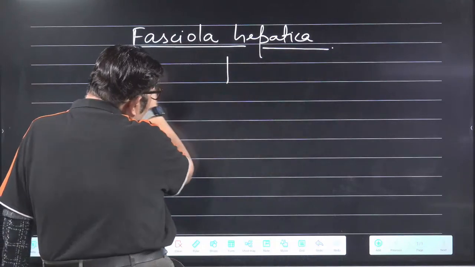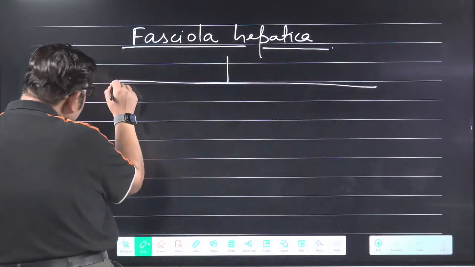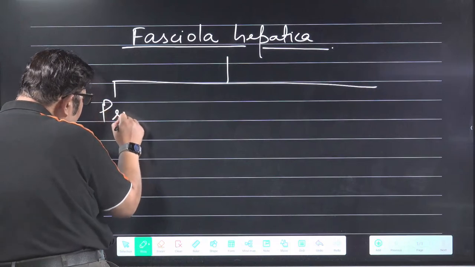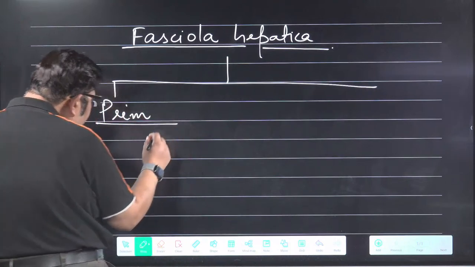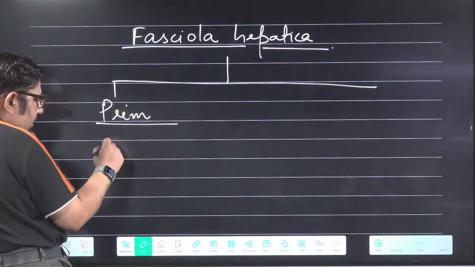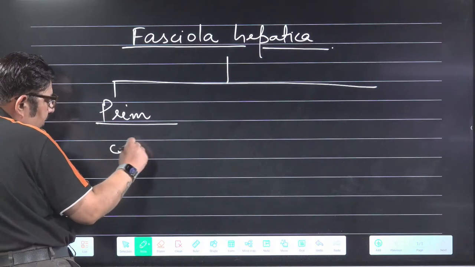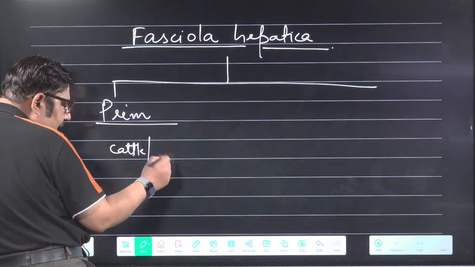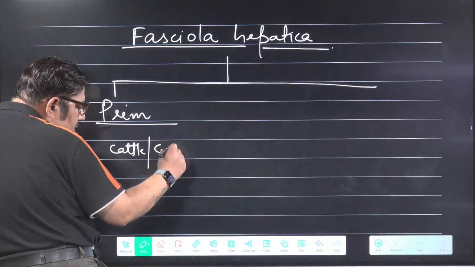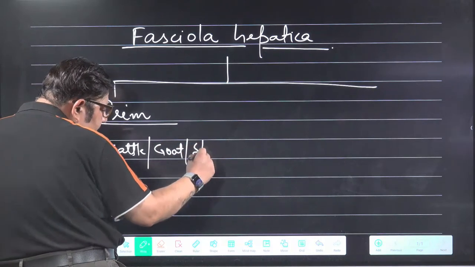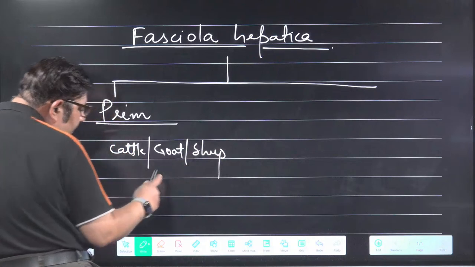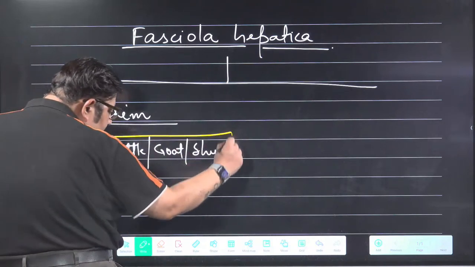Now, there is a primary host. So primary or definitive host. It can be cattle. Primary host can be cattle. It can be goat or sometimes sheep. But humans are also accidental hosts, right?